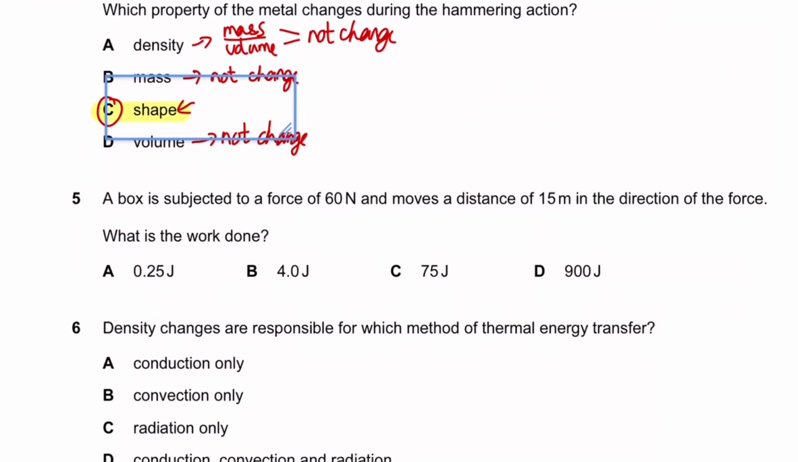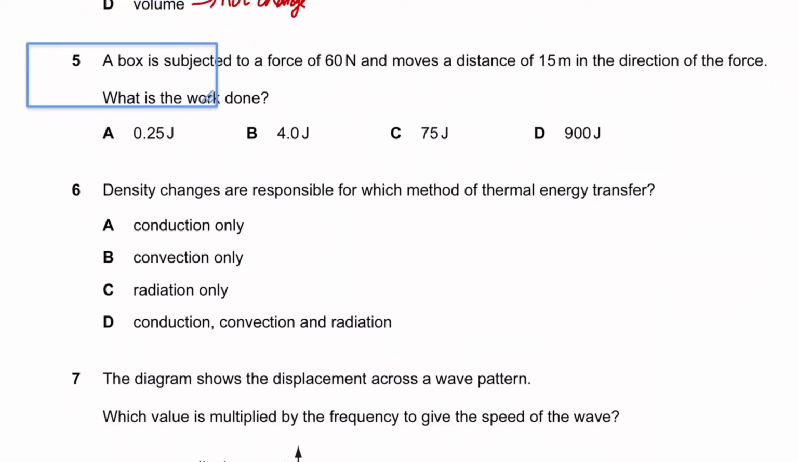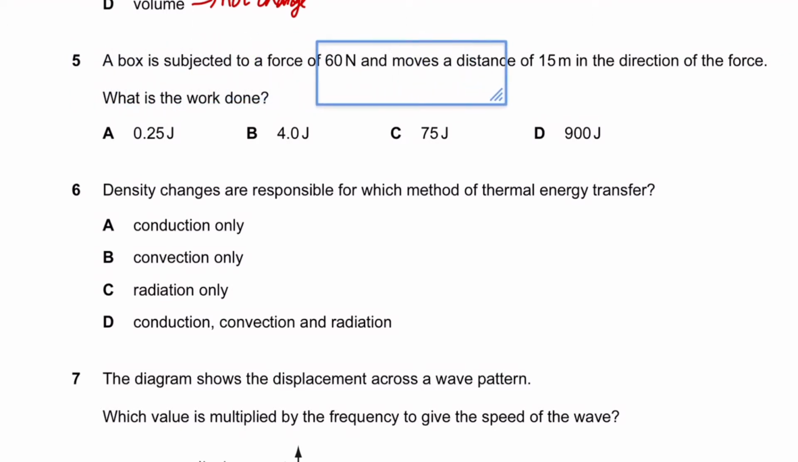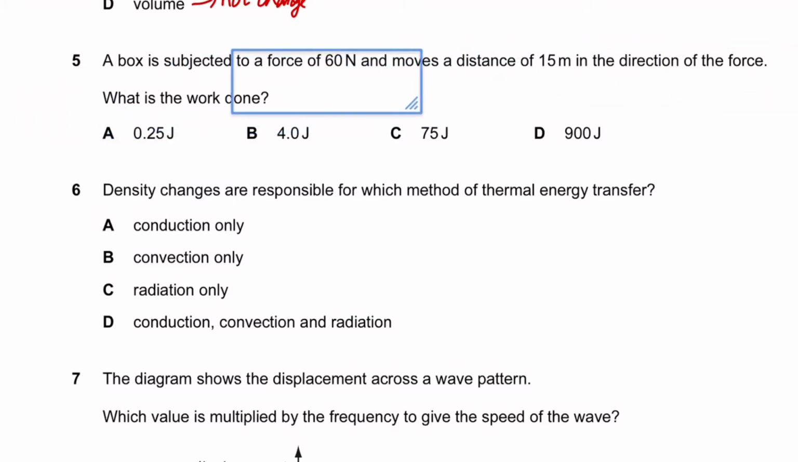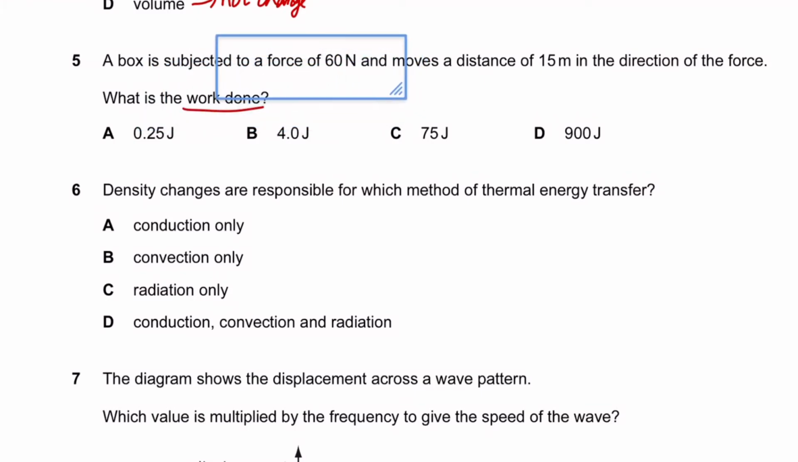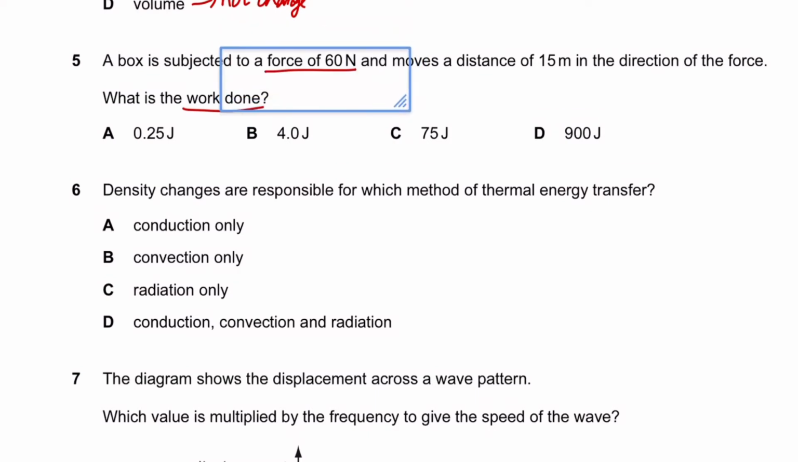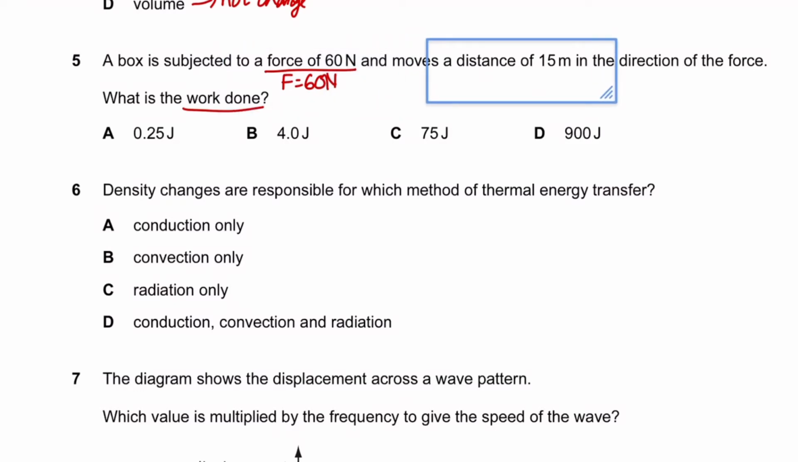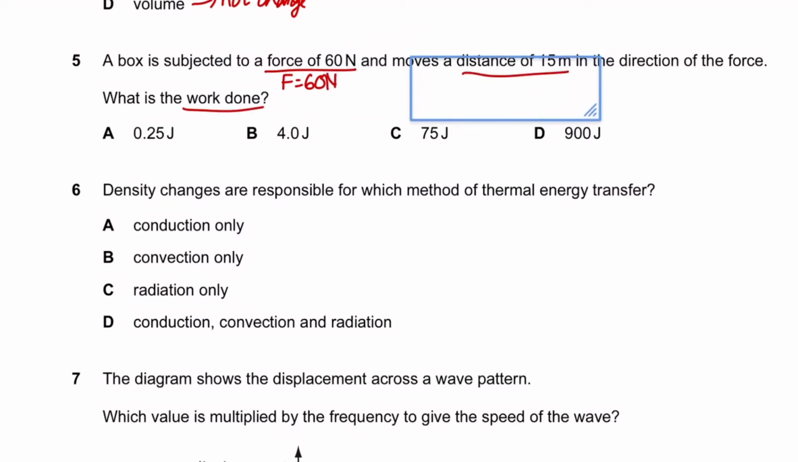Okay, next. Question 5. A box is subjected to a force of 60 Newton and moves a distance of 15 meters in the direction of the force. What is the work done? Okay, we have 3 key points or 3 keywords here. First is the work done. Second is the force. Force is given by 60 Newton. And the third is distance. Distance is 15 meters.